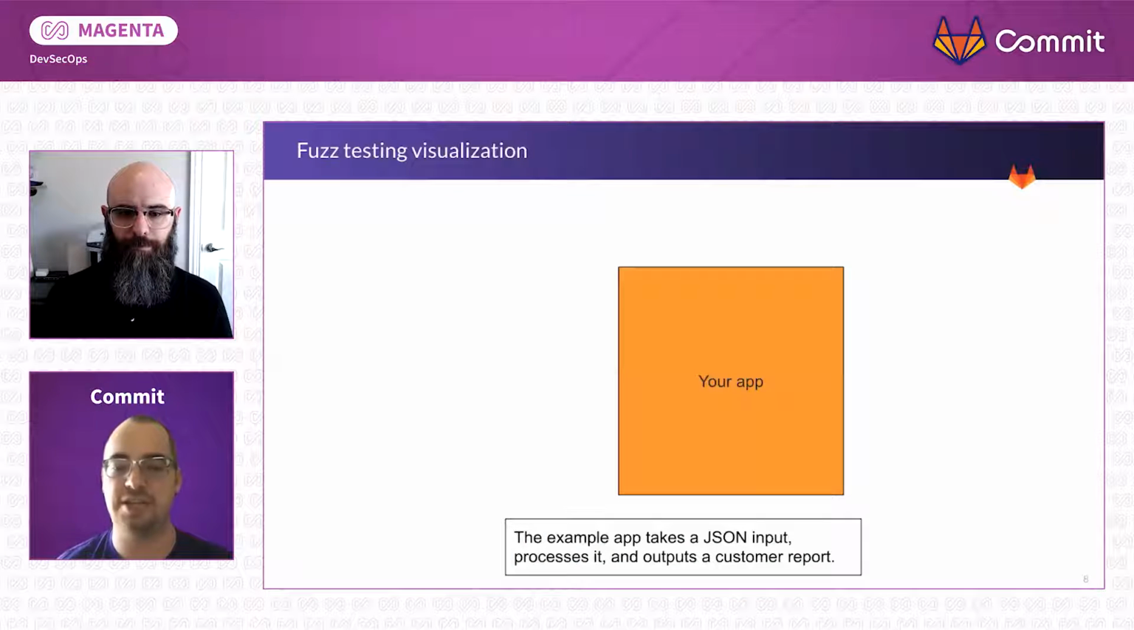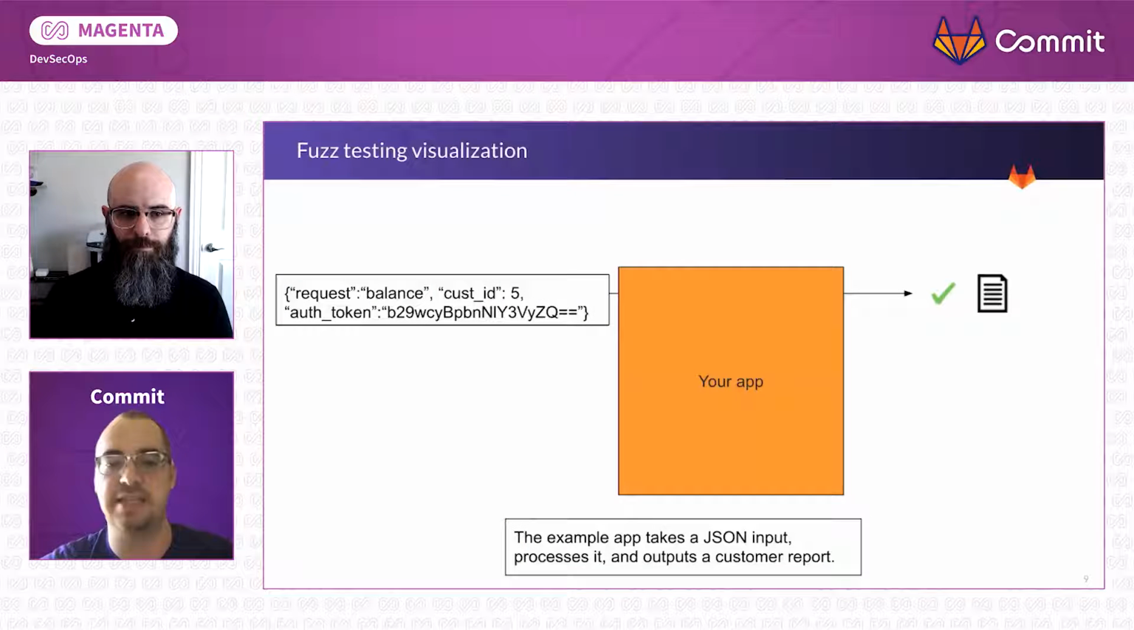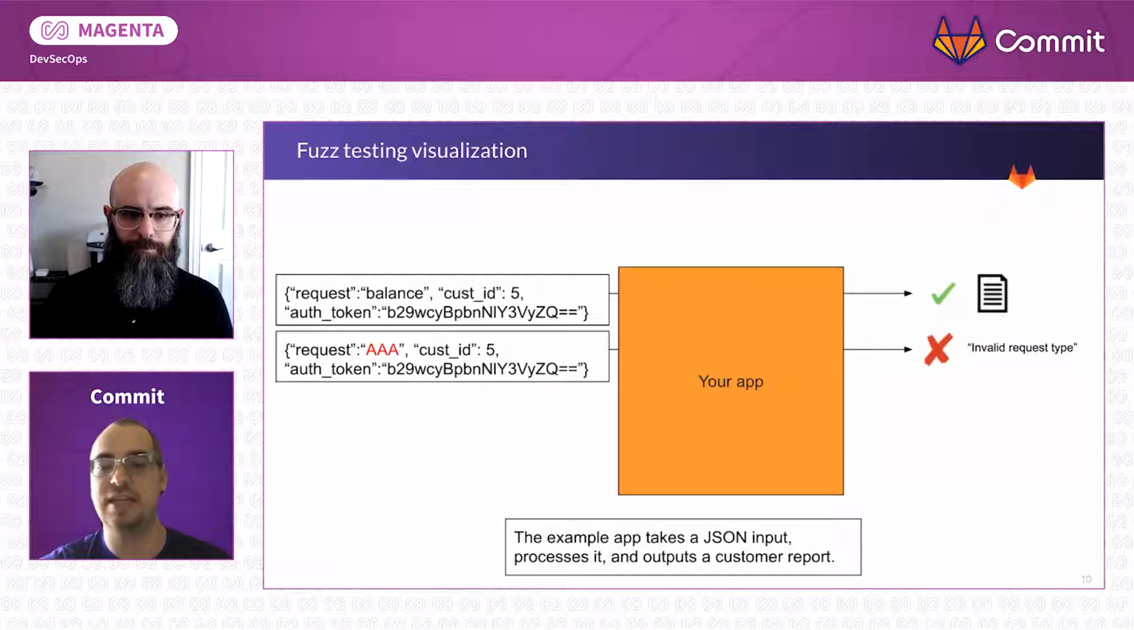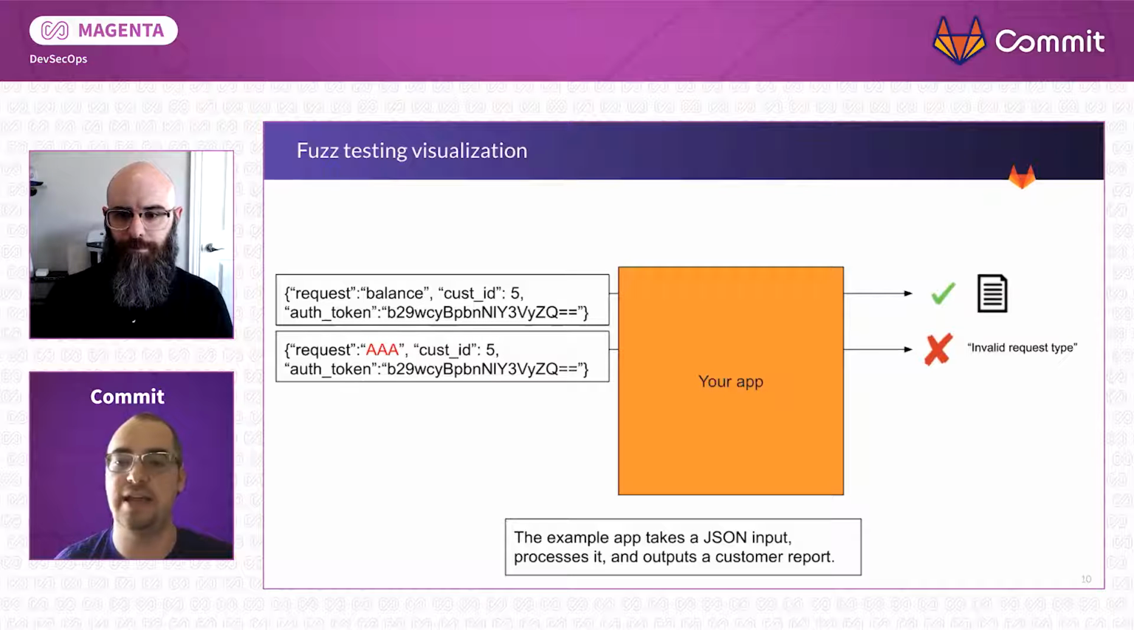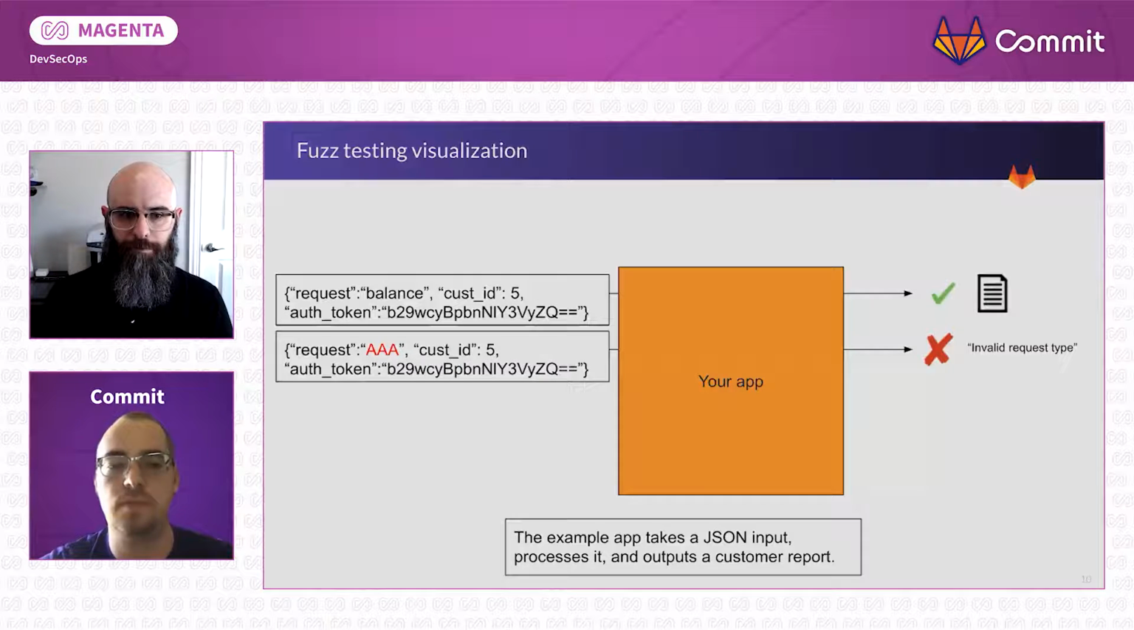Let's say that you're writing an application that takes a single input, a JSON document, processes it in some way, and outputs a report about the customer that was inside that document. So as an example, you might take a request for a balance for customer number 5 and use an authentication token to prove that it's customer number 5. Because you did thorough testing, let's say that a fuzzer were to randomly add the request AAA. Your app would see that it's an invalid input and send "invalid request type" as its output.